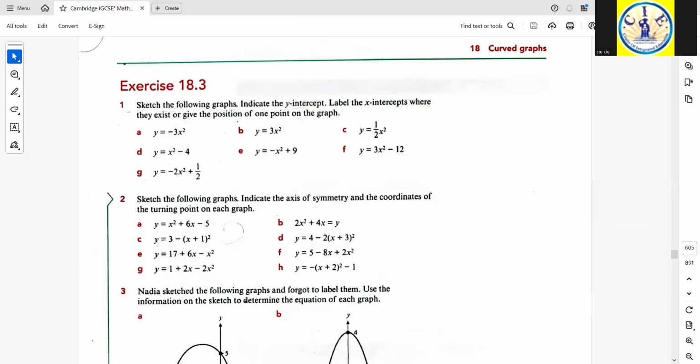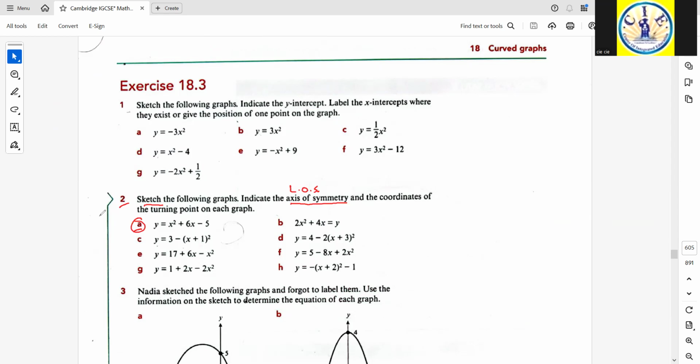Now we are going to start solving question number 2. Let me have its part A, which states: sketch the following graphs, indicate the axis of symmetry, which is also known as the line of symmetry, and then the coordinates of the turning point in each case. Okay, this is part A now.